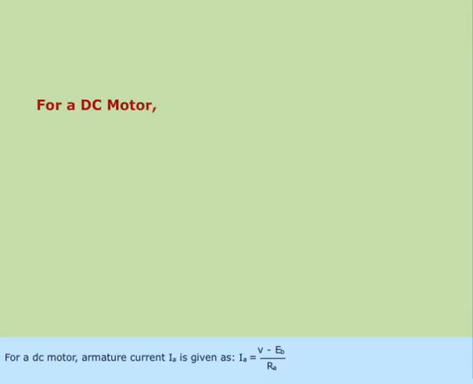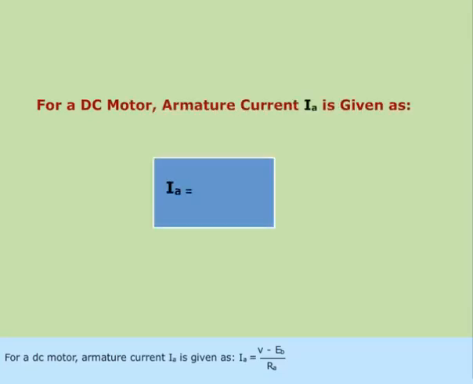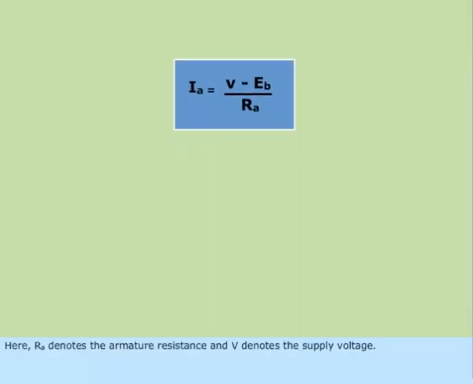For a DC motor, armature current I sub A is given as I sub A equals V minus E sub B divided by R sub A. Here, R sub A denotes the armature resistance, and V denotes the supply voltage.